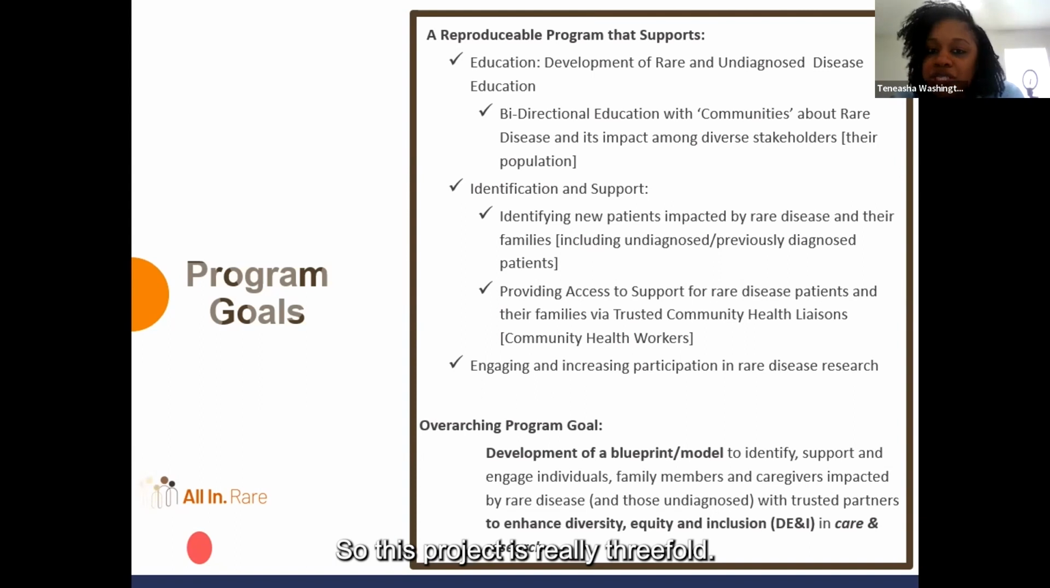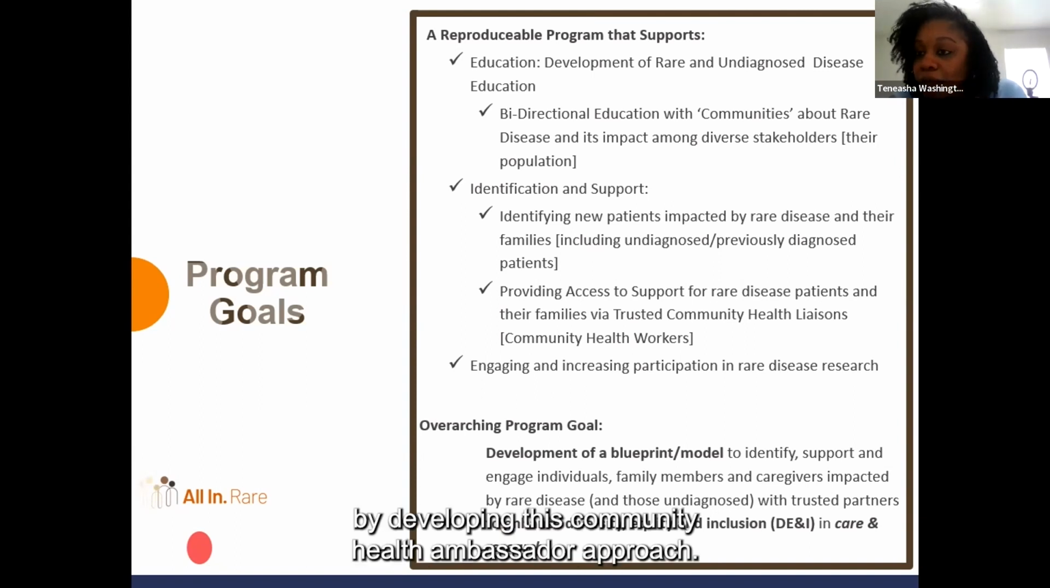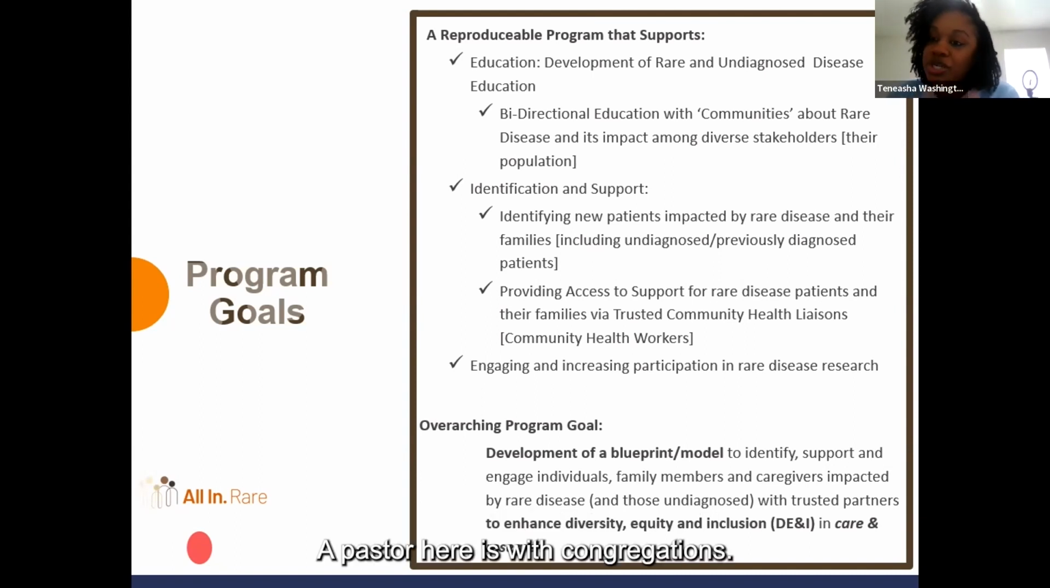So this project is really threefold. We're engaging by developing this community health ambassador approach. We have a pastor here with congregations. We have a congregation here in Birmingham. We also have a congregation in Kansas City that we're engaged with.